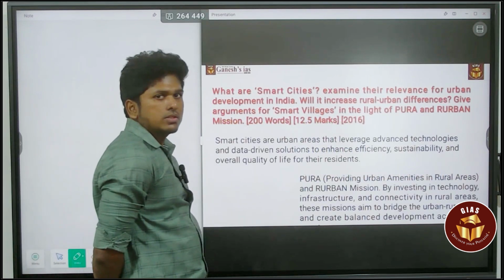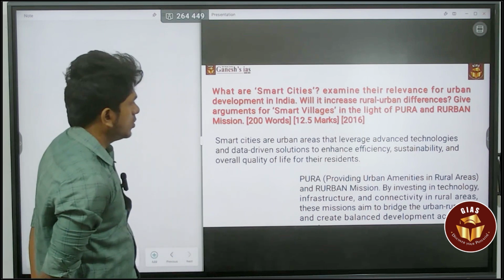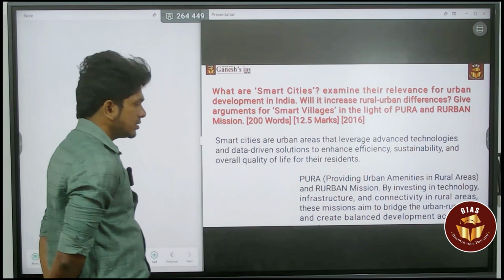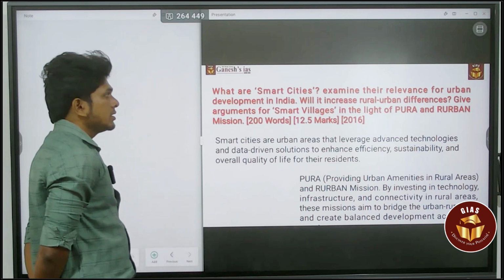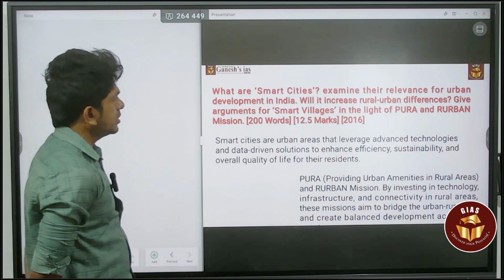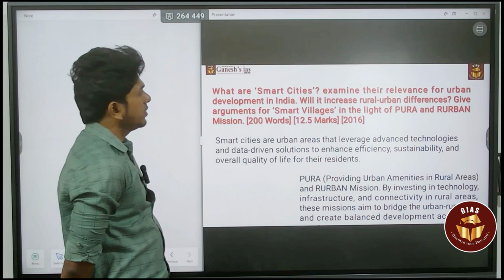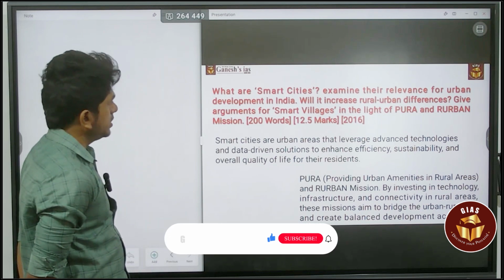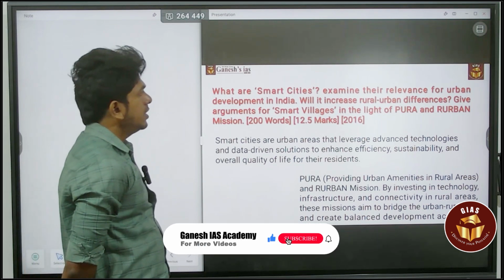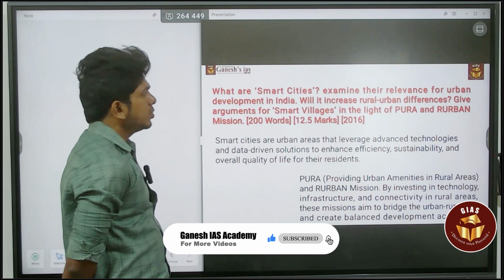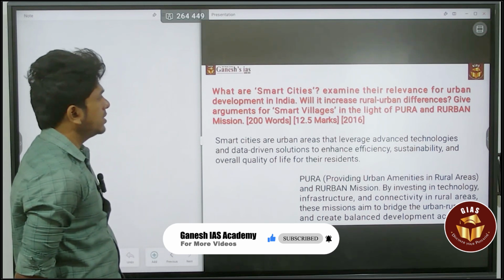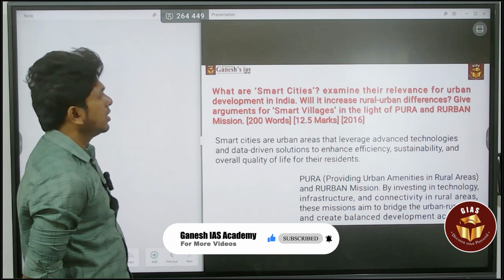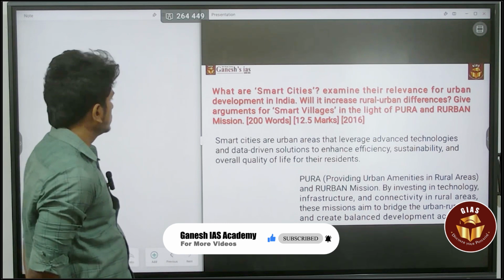This question was asked in 2016. It's a 12.5 mark question, 200 words. So the question is more simple. What are smart cities? Examine their relevance for urban development in India. Will it increase rural-urban differences? Give arguments for smart villages in the light of PURA and Rurban Mission.